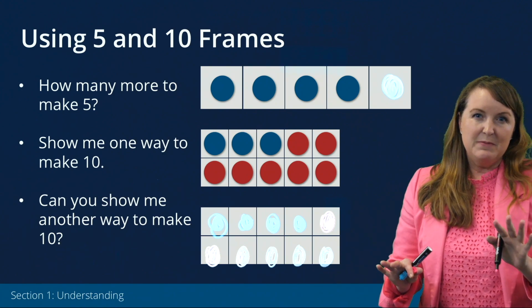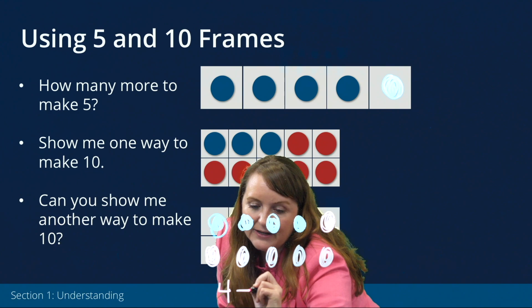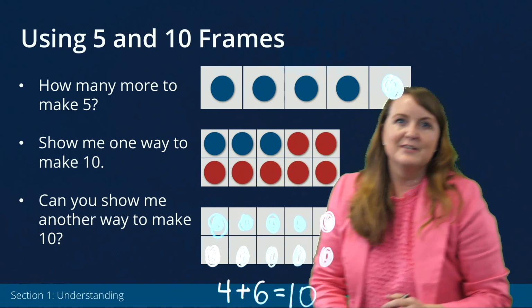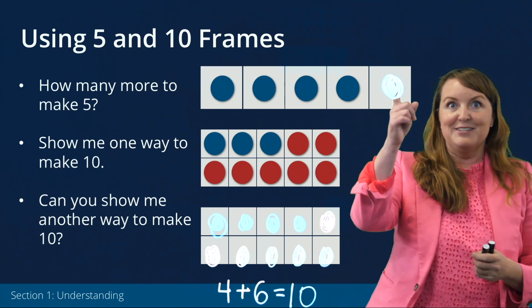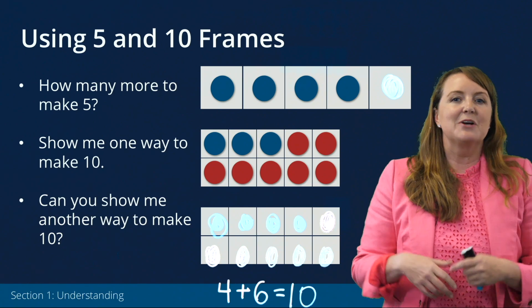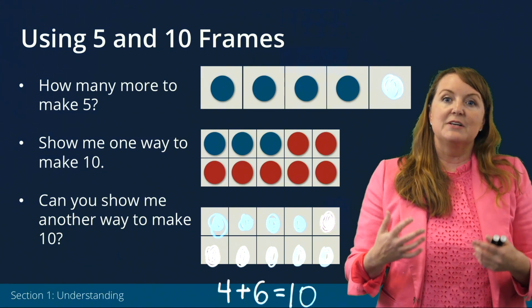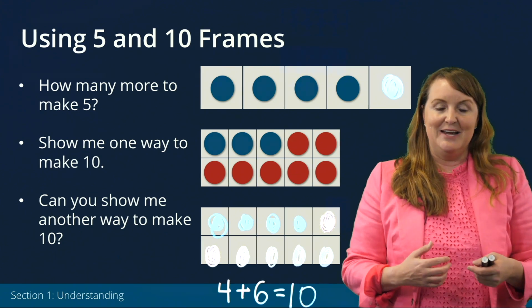And just as we did before, if you want to connect that to the abstract, I could go ahead and write that here as 4 plus 6 equals 10, just like that. So this 5-frame and these 10-frames are really helpful for helping students understand all of the ways that we can compose to make either 5 or 10.